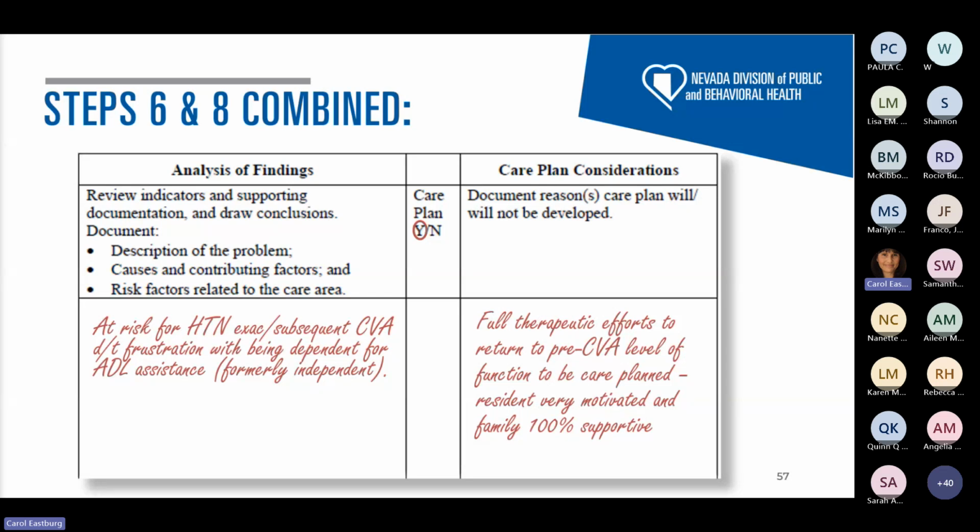Again, we see steps 6 and 8 side by side, this time for ADLs. So we see he's at risk for HTN exacerbation and a subsequent CVA due to frustration with being dependent for ADL assistance. He was formerly 100% independent. And the care plan considerations indicate full therapeutic efforts to return to pre-CVA level of function will be care planned. Resident very motivated and family is 100% supportive.